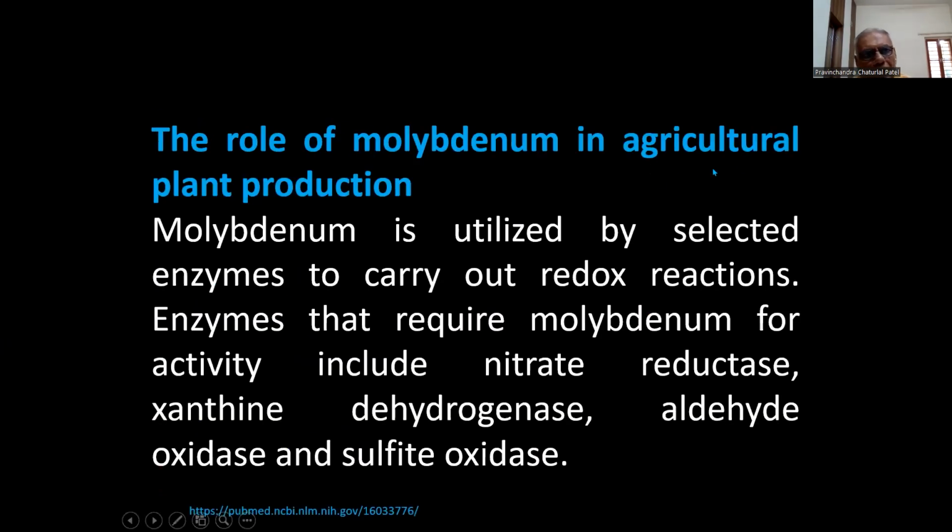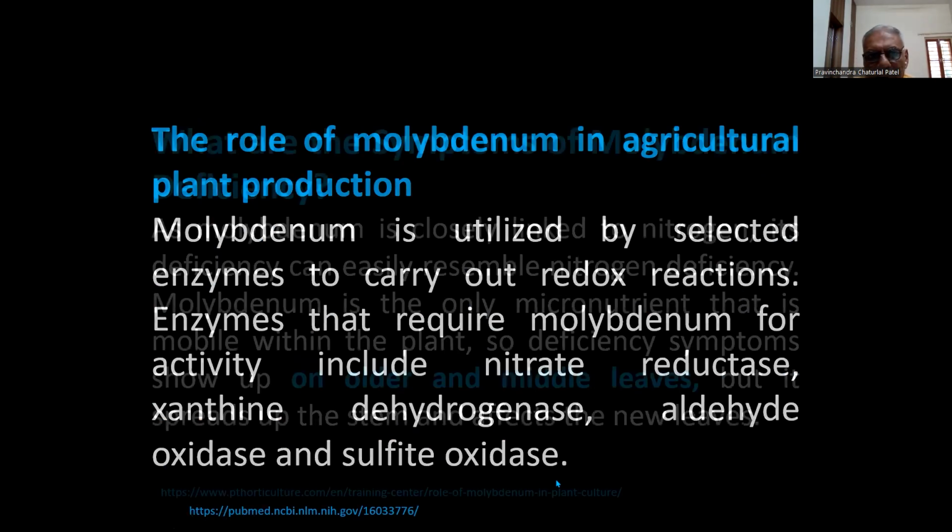The role of molybdenum in agriculture and plant production: molybdenum is utilized by selected enzymes to carry out redox reactions. Enzymes that require molybdenum for activity include nitrate reductase, xanthine dehydrogenase, aldehyde oxidase, and sulfite oxidase.